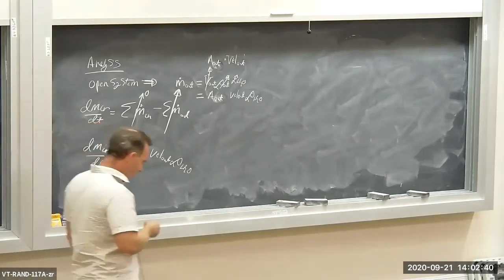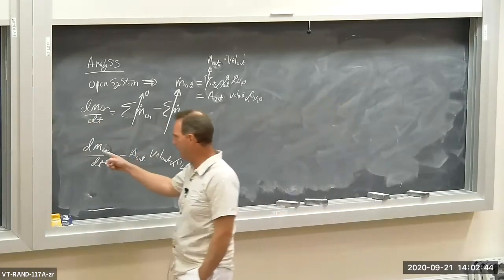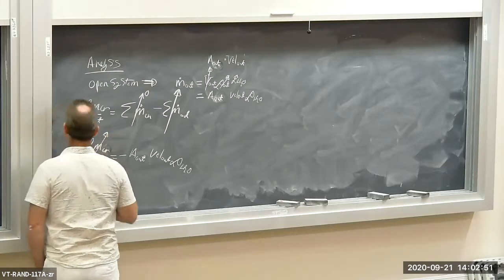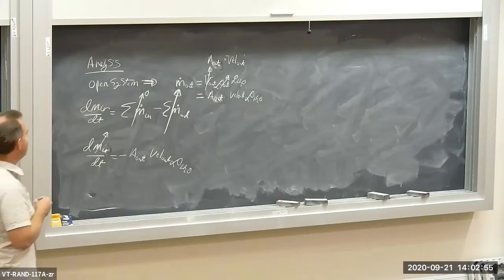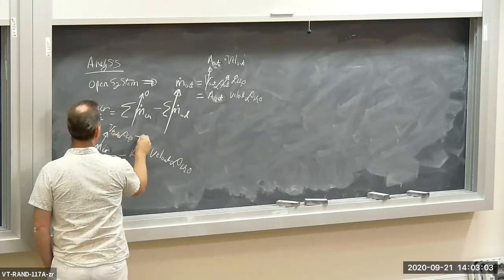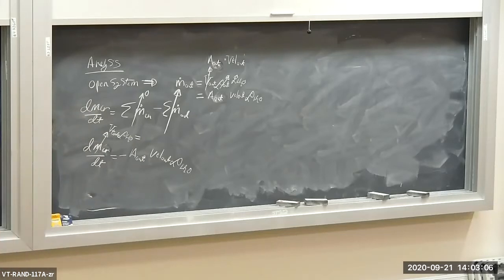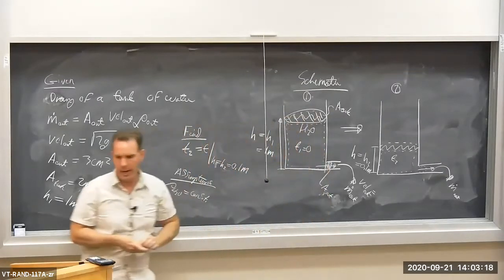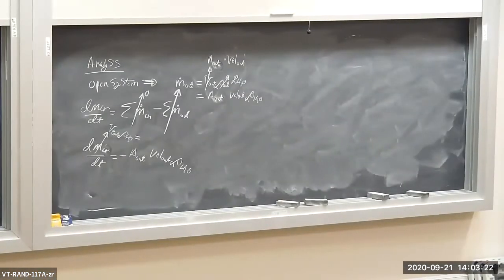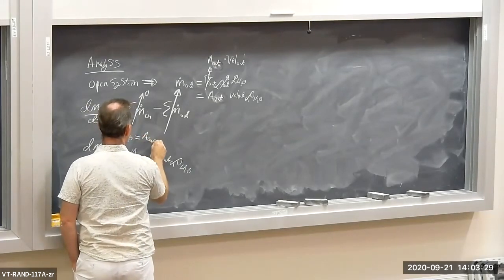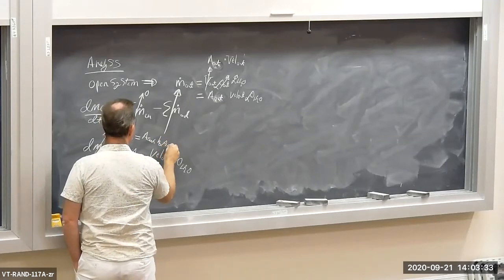Now, what is the mass of H2O in my control volume? That's going to be equal to the volume of the tank times the density of the H2O. So V tank times density of the H2O. Density times volume gives you mass. Now the volume of the tank is equal to my height h times the tank area. So V tank is A tank times h, and then I have rho H2O.